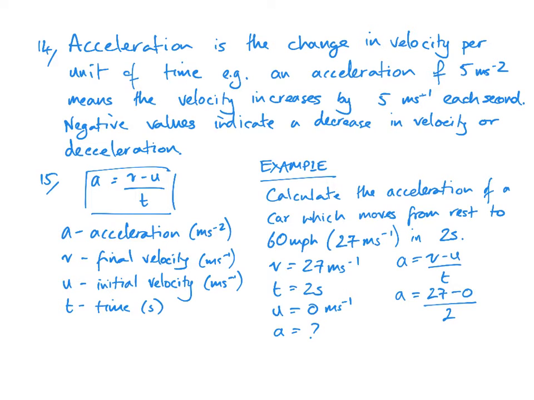Now just watch when you put that into your calculator. If you literally just put into your calculator 27 minus 0 divided by 2, your calculator will do the 0 divided by 2 first and give you the answer 27, which is not correct. Essentially what you need to do is either put brackets around the 27 minus 0 or calculate it and then do answer divided by 2. Okay, so you've got to watch that one. So the actual correct answer there is 13.5 meters per second squared. So that would be a large acceleration. That's larger than the acceleration due to gravity, for instance.